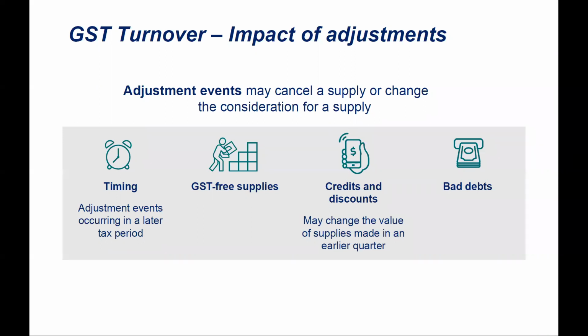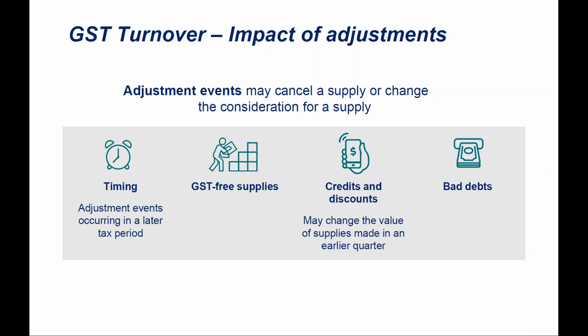So the outcome of this situation is that the credit note has adjusted the consideration for the original supply. The consideration excluding GST was originally $500, but now it has been reduced by the discount. This means the value of the consideration after the credit note has been applied is now only $300, and that is the reduced amount that needs to be included in your turnover calculation.